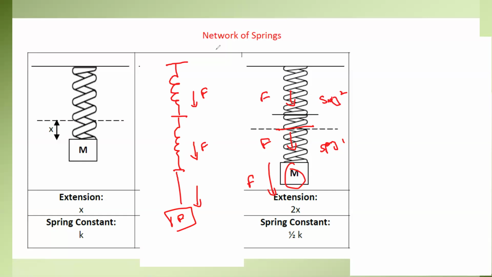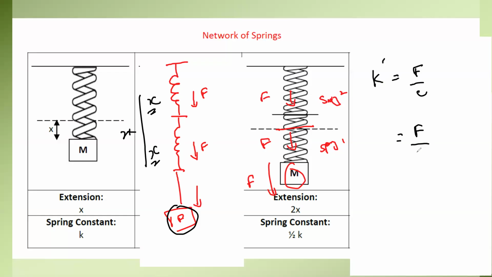And we know force is directly proportional to extension. So what is the extension of the first spring? X. The extension of the second spring is also X. So what is the total extension, the total increase in the spring? That is equal to 2X. So if I need the spring constant of this system, which is force divided by extension, the force is F. And what about the extension?